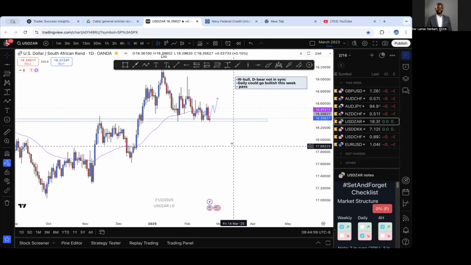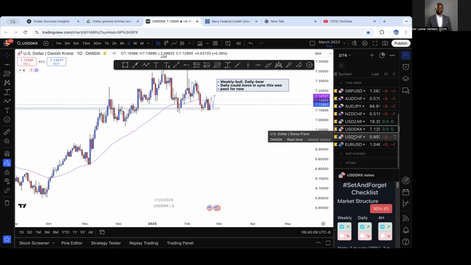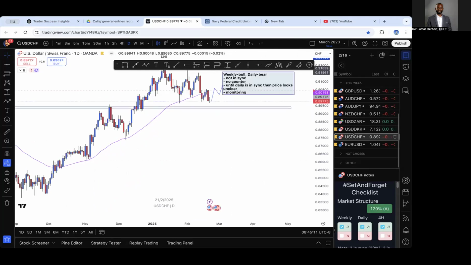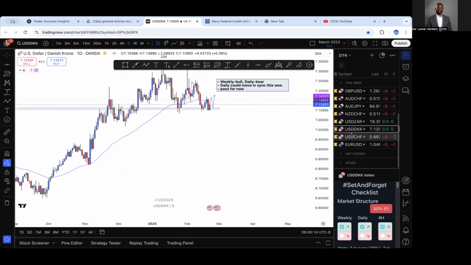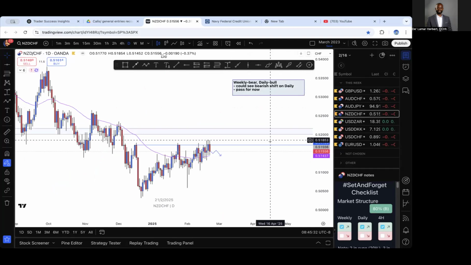USD ZAR for the same reason. All three of these pairs, USD CHF, DKK, and ZAR, are kind of the same. They look exactly the same too, huh? Well, not exactly. USD CHF and USD DKK are more similar than USD ZAR, but kind of the same thing is happening where we just want to see that shift of the daily. It's not in sync right now. Price is at the AOI, but not in sync right now. So just letting it do its thing.